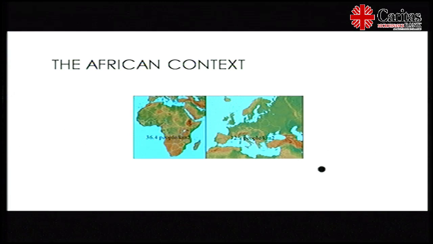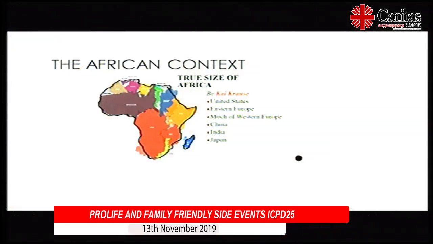I do want to talk a little bit more before I move on to the next subject about the African context. Across Africa, the average density of people is 36.4 per square kilometer. For Western Europe, there are 72.9 people per square kilometer. And if you look at the true size of Africa, this is quite fascinating to me because on maps, you really don't have a clear idea of exactly how large Africa is. Africa could hold the United States, Western Europe, Eastern Europe, China, India, and Japan, all in Africa. That's the sheer size of the landmass of this continent.